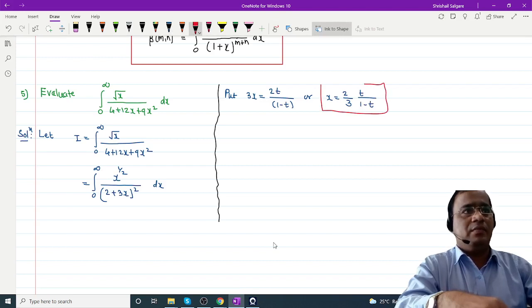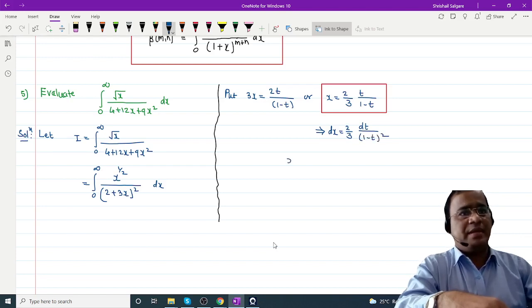Then what happened? So here you have to write dx. In the first example I told you not to calculate. So in this case dx I will write directly as 2 by 3 into dt divided by (1 minus t) whole square. The given limits for x are 0 to infinity, the new limits for t are from 0 to 1.